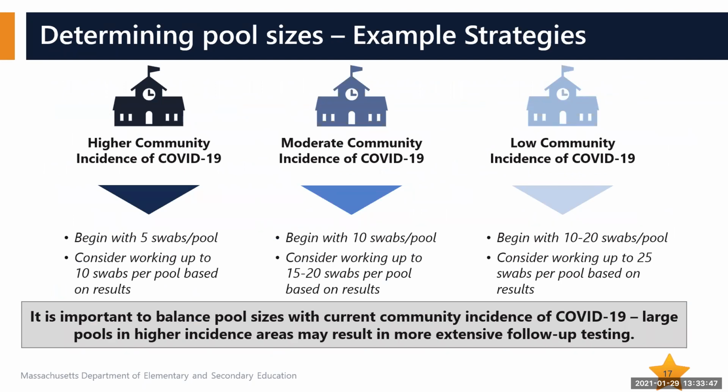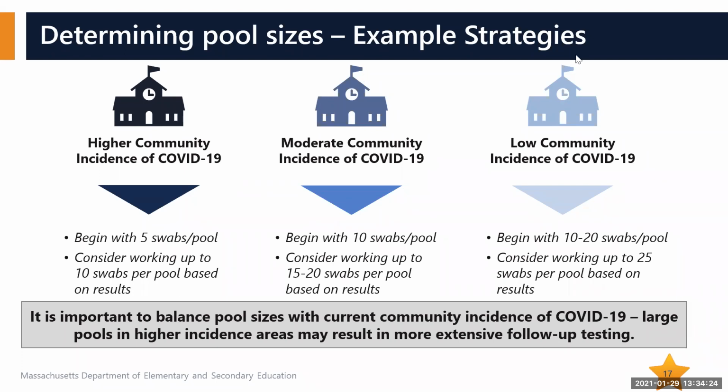So thinking about the size of our pools, this is something that will vary based on a few different conditions. If you're in a community that has a higher incidence of COVID-19, we're going to have fewer swabs per pool. If you're a higher incidence community, it could be that there are 5 swabs per pool, and then working up to 10. A moderate incidence community could start with 10 and work up to 15 or 20, whereas a low incidence community might start with 10 to 20 and work up to 25.